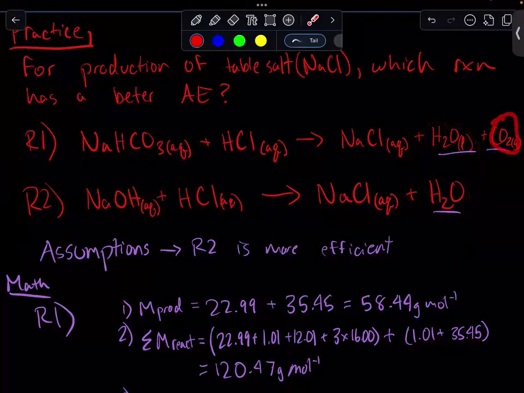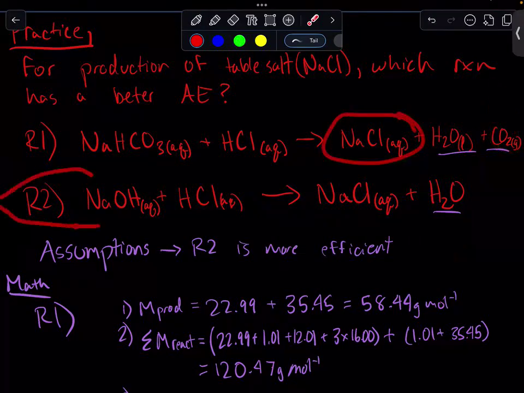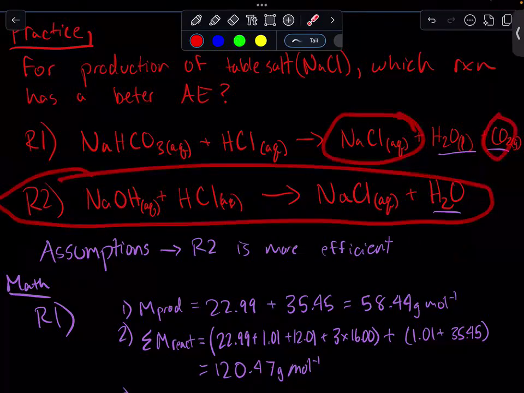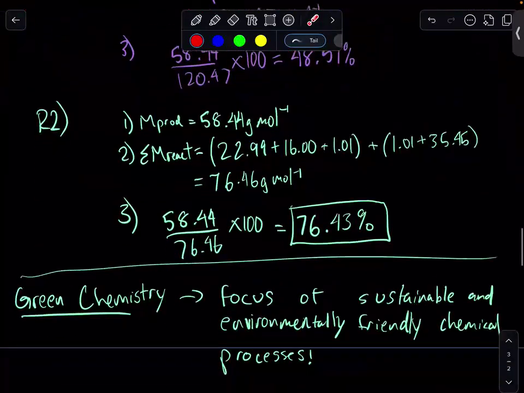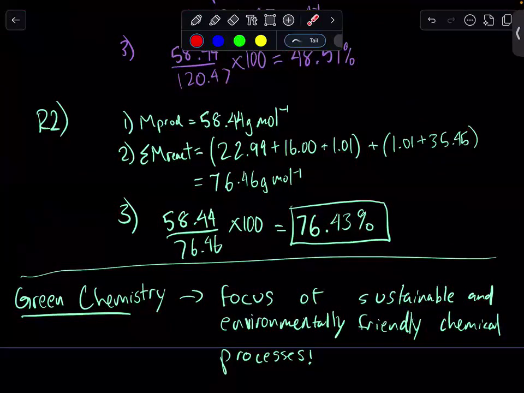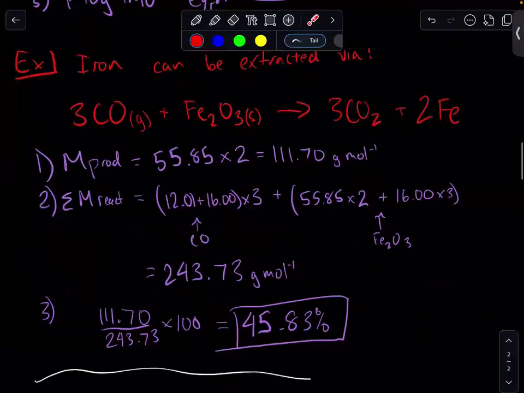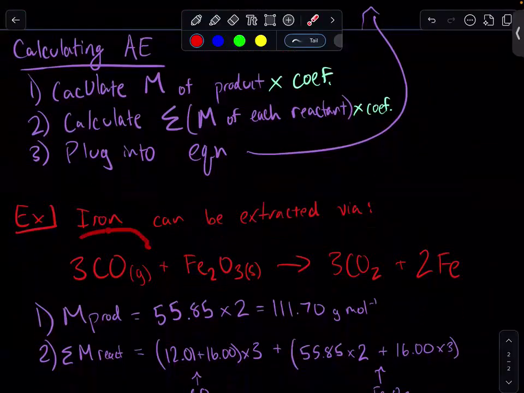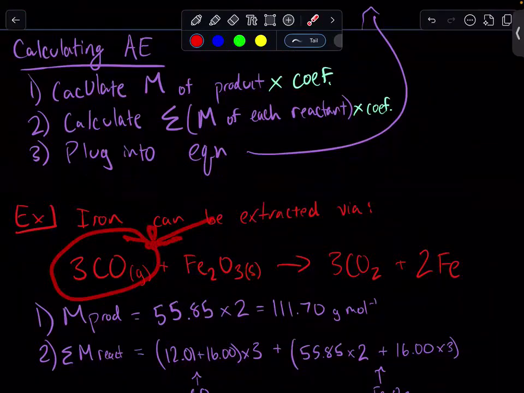However, I see we get CO2, a major greenhouse gas, as a byproduct of reaction one. So even if this was more efficient, we may still choose reaction two on the basis that we're not producing carbon dioxide gas. So when we talk about green chemistry, while atom economy is a large focus because it helps make it more sustainable, this environmental friendliness is another aspect we need to look at, whether our byproducts are more or less toxic.